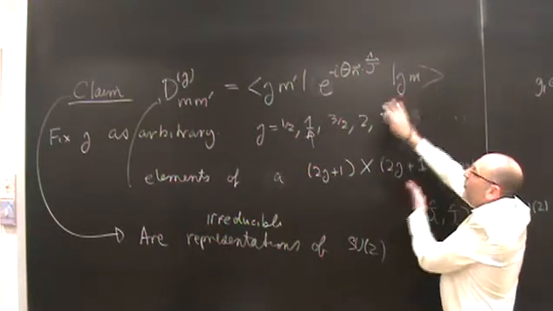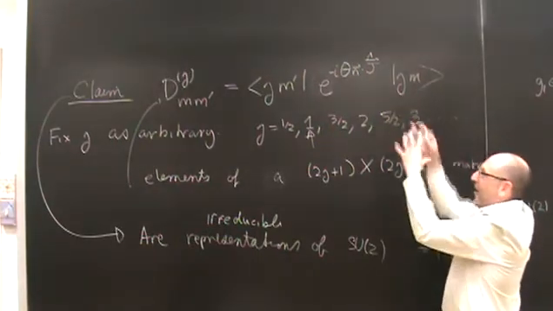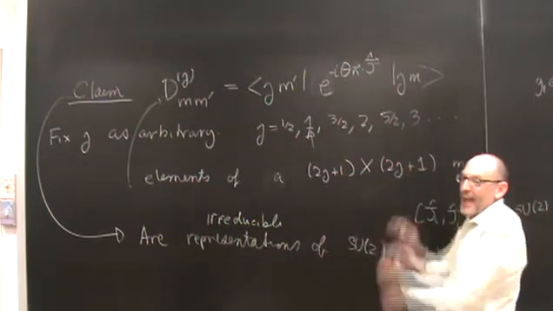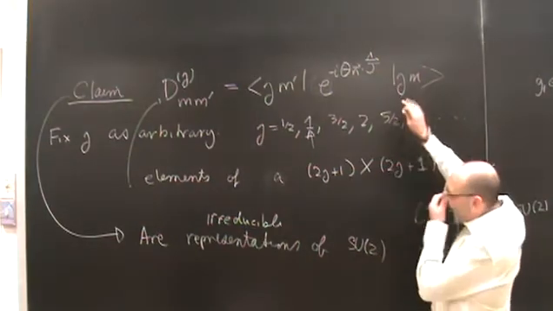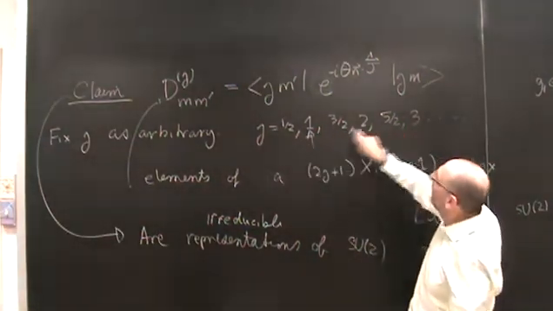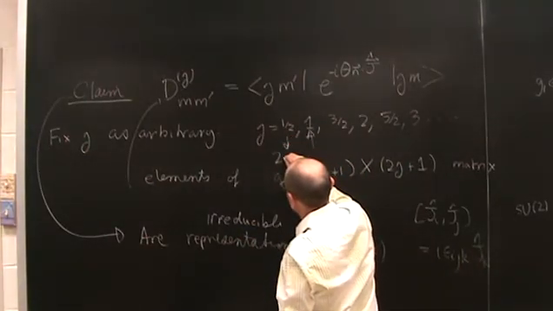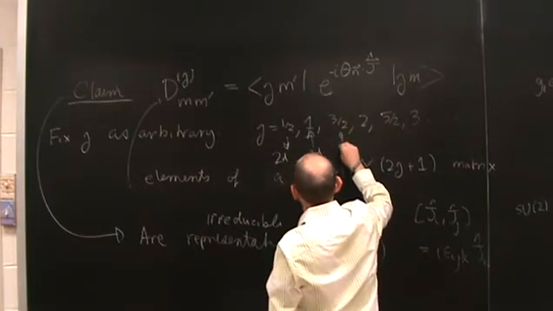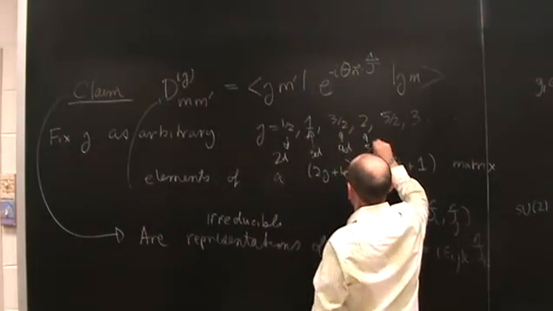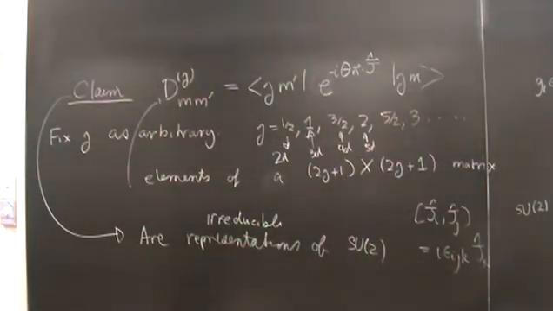Well, there's no further way to block diagonalize them. They are already as diagonalized as they could have been. There's no way to go further. So for every J, this is a 2-dimensional irrep. This is a 3D irrep. This is a 4D irrep. This is a 5D irrep, etc., etc. These are all the irreducible representations of the group SU2.